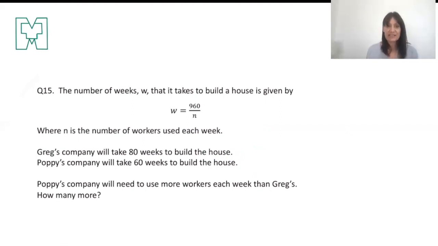Okay, so again, this is really wordy, which can be very off-putting. However, it is actually quite straightforward. So you've got a formula that you've been given, so you're going to use that to help you solve the problem. You're being told that W is standing for weeks and that N is standing for the number of workers. Now here, Greg's company is going to take 80 weeks to build the house and Poppy's is 60. And we're having to work out how many more workers Poppy's company is going to need to actually do what she says she's going to do.